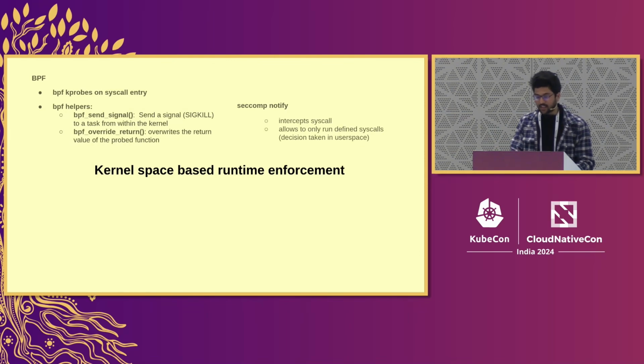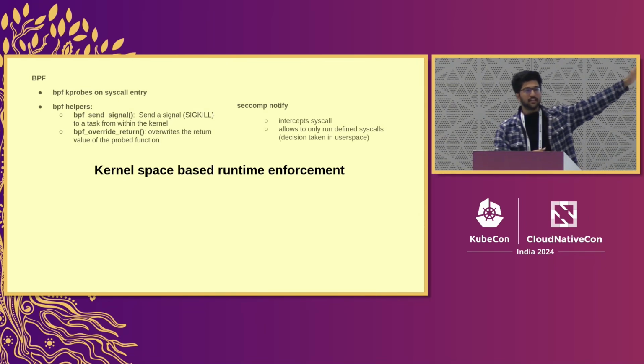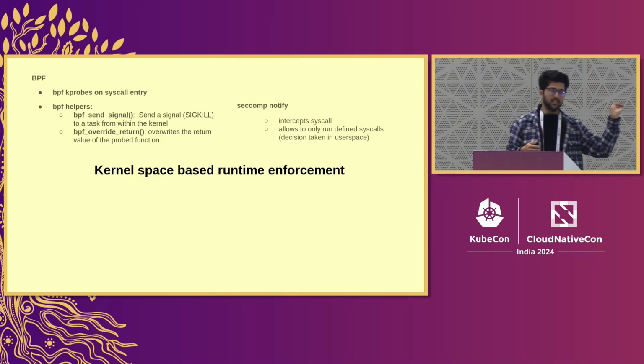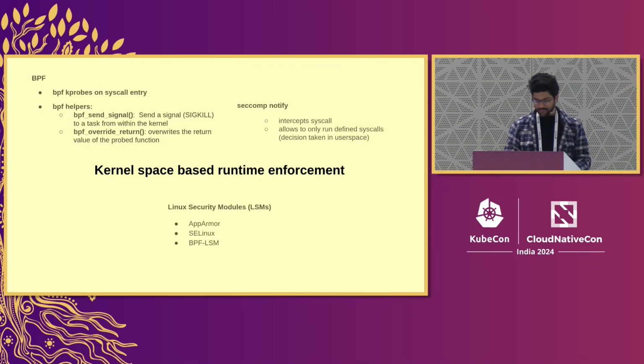And then we have seccomp notify, which is basically sending a signal from kernel to user space. I don't know if this should be in kernel space, because seccomp is inside the kernel, but basically all the decision taking in seccomp notify happens in the user space. So enforcement is done in the user space, and observability we are doing in the kernel.